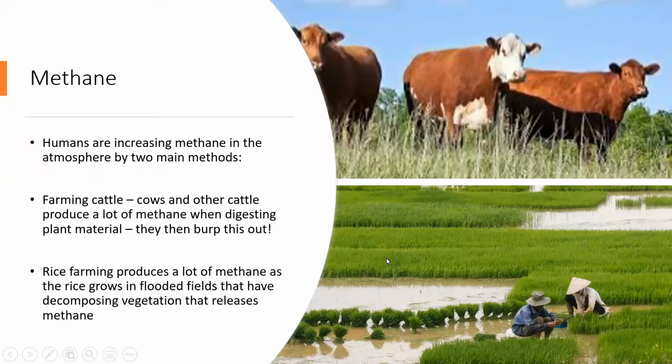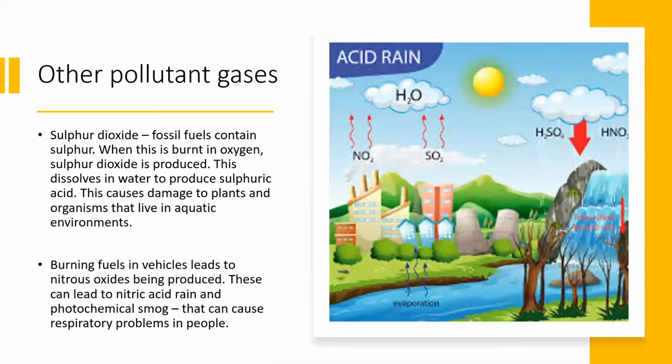Okay. So the other pollutant gases that are on some of the diagrams. So sulfur dioxide, I said about the sulfur being important quite a lot. So fossil fuels contain sulfur, they all do. So when it's burning with oxygen, as a byproduct, sulfur dioxide, so SO2, is produced. Okay, so this can dissolve in water, like in the clouds, to produce sulfuric acid.